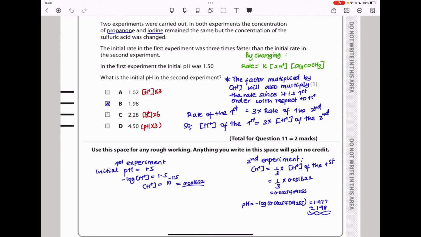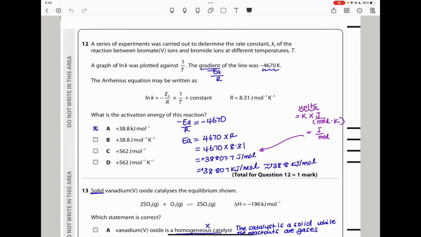So let's move on to question 12. Question 12: a series of experiments was carried out to determine the rate constant k of the reaction between bromate(V) ions and bromide ions at different temperatures, T. The graph of natural log k was plotted against 1/T, and the gradient of the line was negative 4670 K.